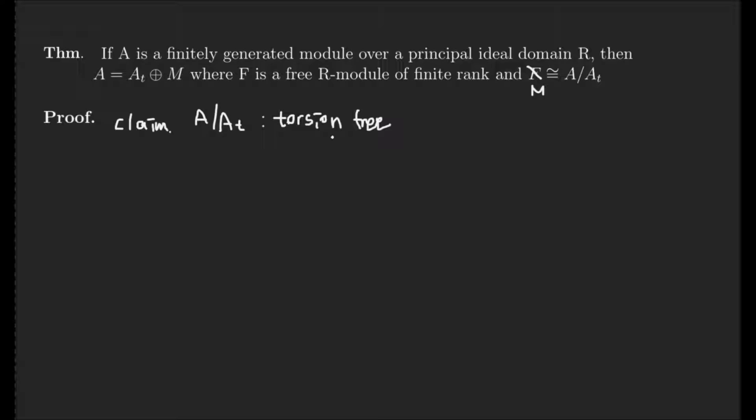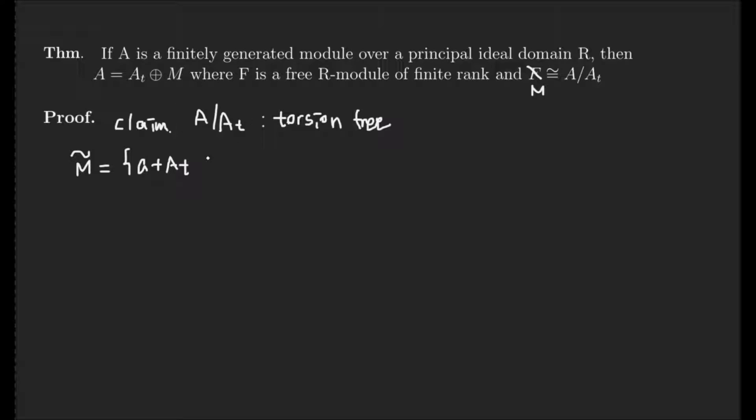This is a very reasonable result when considering that the quotient of A by AT is isomorphic to M, where M is the torsion-free part. Okay, so let's prove this claim. For convenience, I put the set M as the collection of the members of the quotient group.